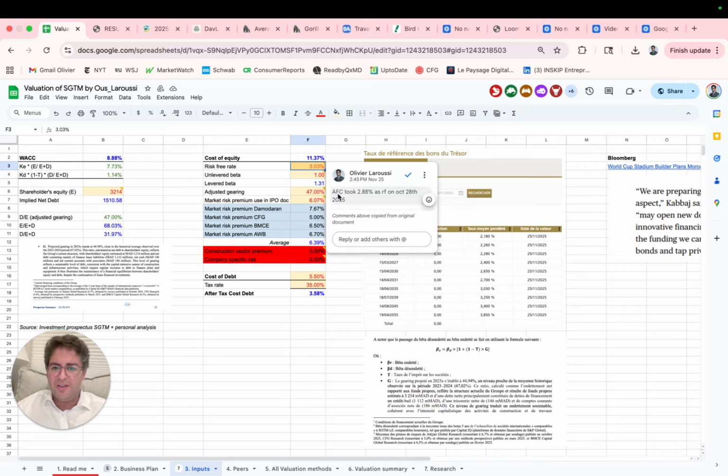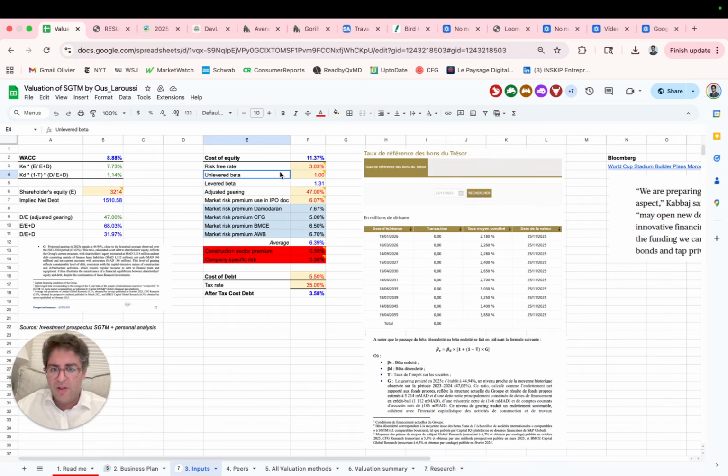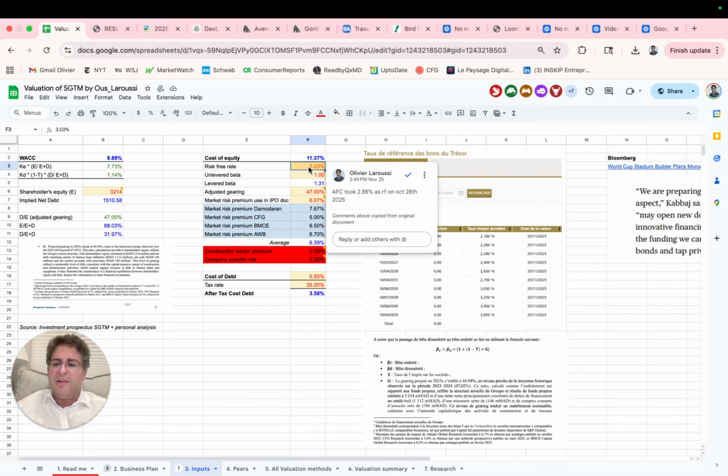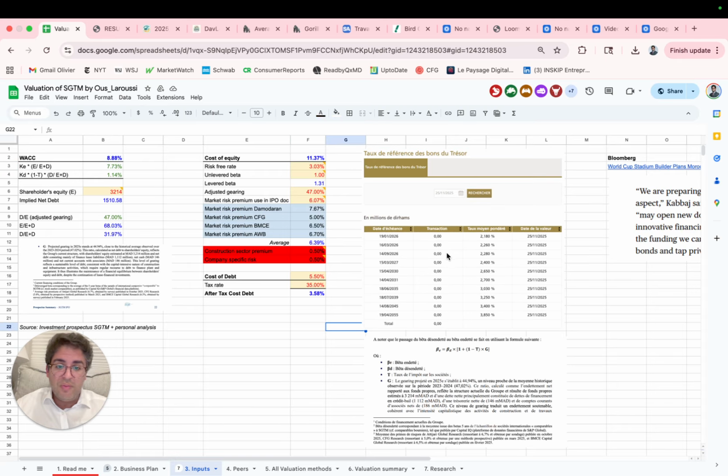So what I'm seeing here is Tijari Finance Corp, they took 2.88% as risk-free rates on October 28, 2025. Well, this is not really a big deal, but at the same time, I prefer to have the most updated values. So where can you find them? You can go to the website of Banque Al-Maghrib, and they have les taux de référence des bons du Trésor. And you look for the 10-year, and the 10-year here puts us at 3.03%. So this is what I'm using for my risk-free rate.